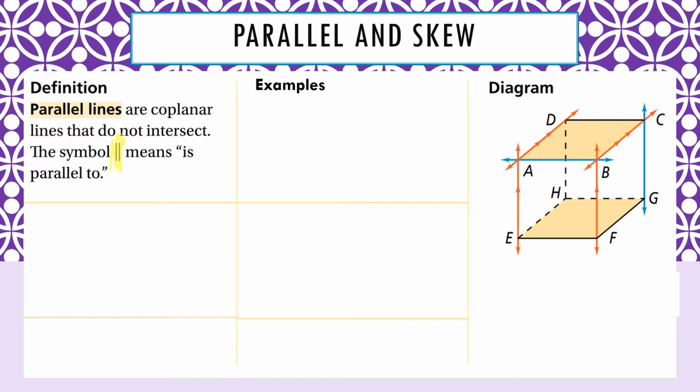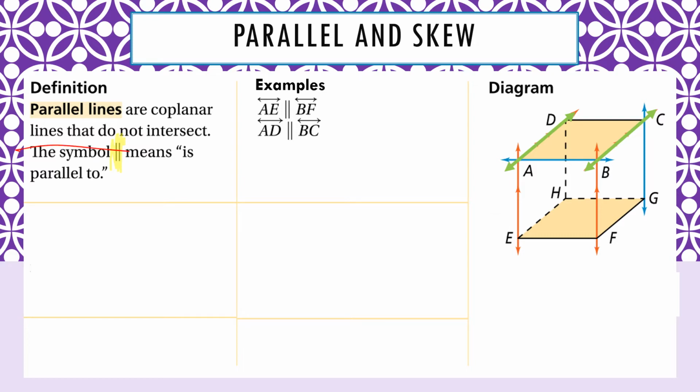So looking at the diagram, some examples would be AE is parallel to BF. Those are highlighted with the green lines there. And also line AD is parallel to BC, and you can see that by the green lines as well.